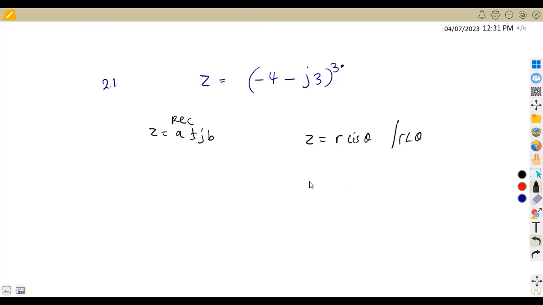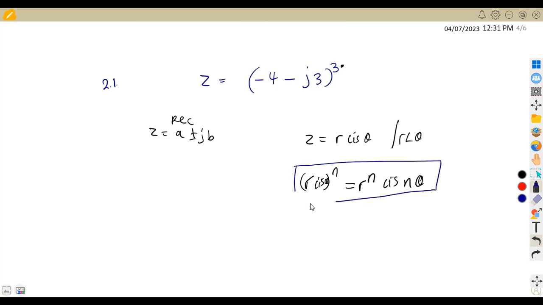Why? If I am given r cis theta to the exponent of n, I can simplify in polar form, which is r to the exponent of n, cis n theta. That means it's easier for me to simplify an exponent in polar form. Even if you're writing it this way, r angle theta to the exponent of n is equal to r to the exponent of n, angle n theta, like this.